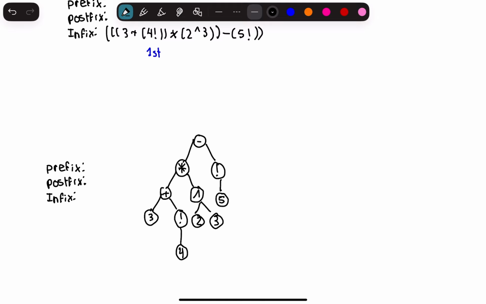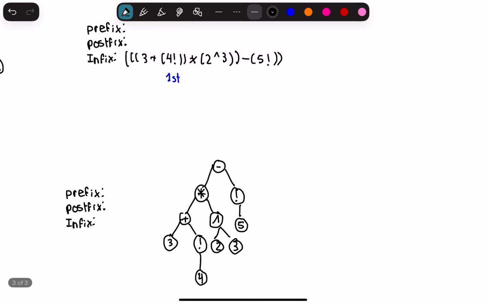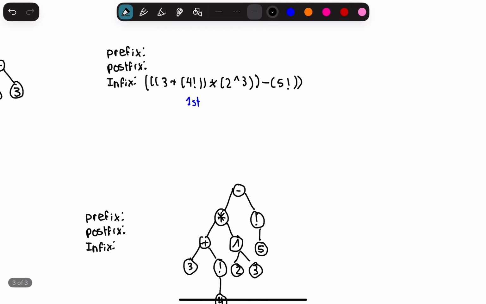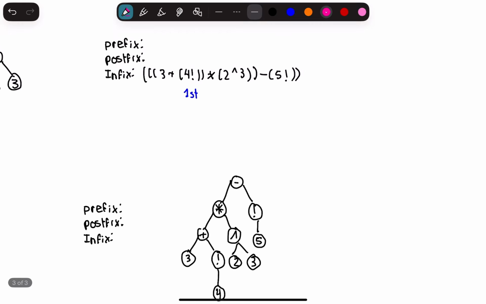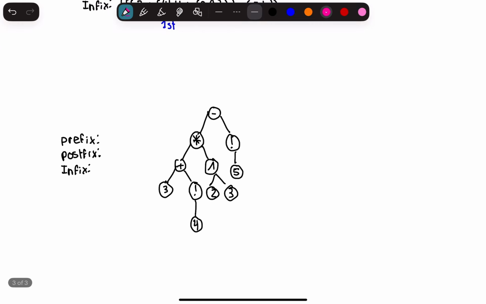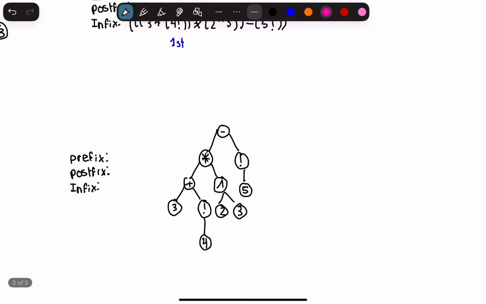We can see that unary expressions only have one child, but these other ones, the binary expressions, have the binary operators. These are operators, okay? They have 2 children. So prefix means you read from the root to the left to the right. So for prefix, let's trace this. We start by reading from the root.